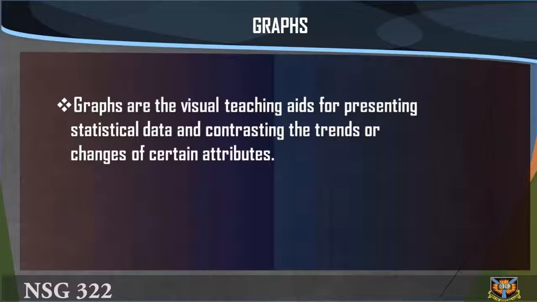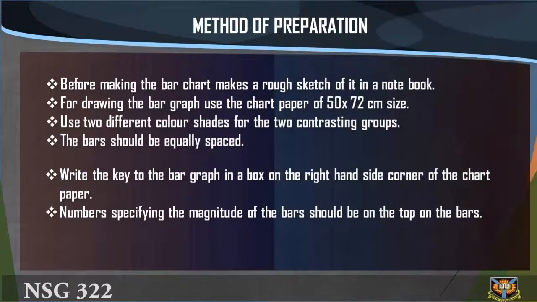Graphs. Graphs are the visual teaching aids for presenting statistical data and contrasting the trends or changes of certain attributes. Method of preparation. Before making the bar chart, make a rough sketch of it in the notebook. For drawing the bar graph, use chart paper of 50 by 72 centimeter size. Use two different color shades for the two contrasting groups.